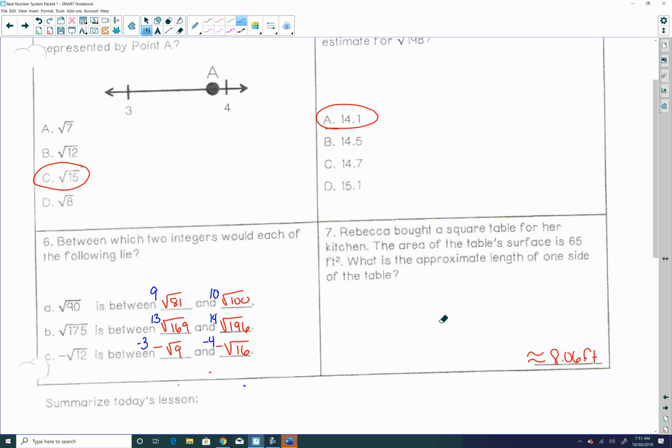Number 7, Rebecca bought a square table for her kitchen. The area of the table surface is 65 feet squared. What was the approximate side length of the square table? I said approximately 8.06 feet.